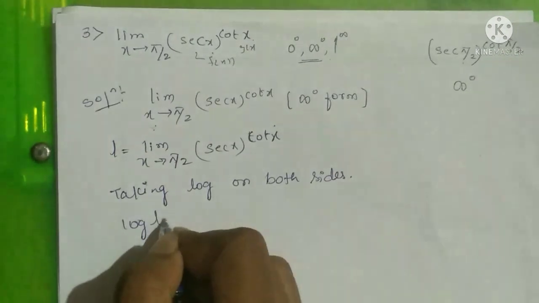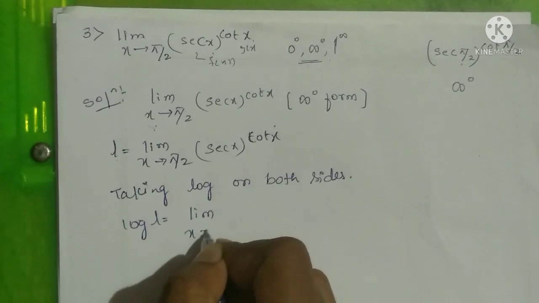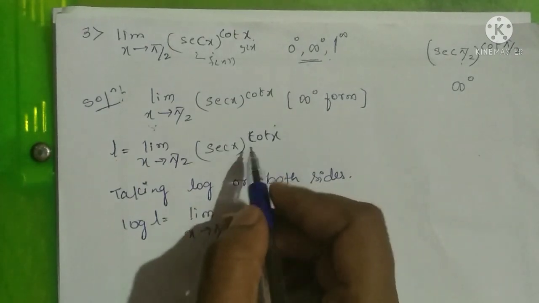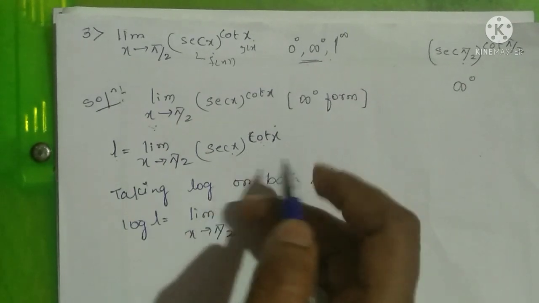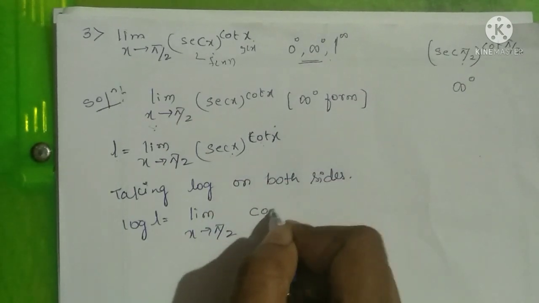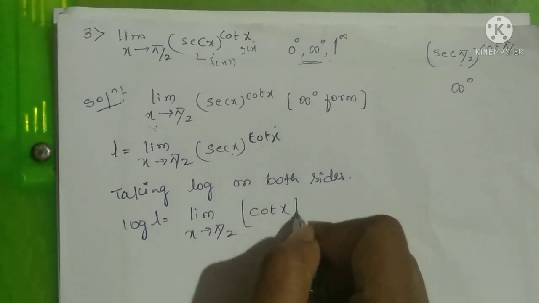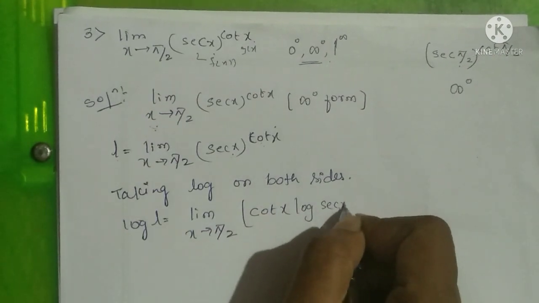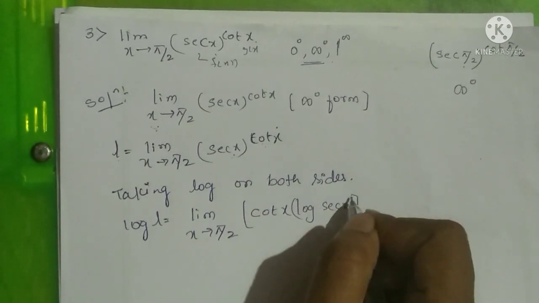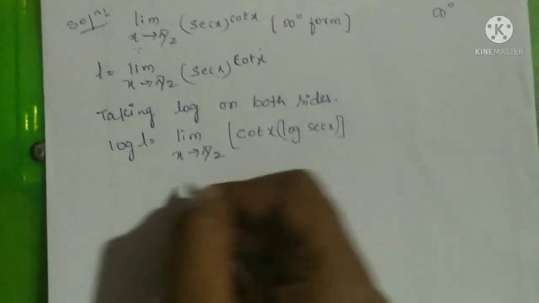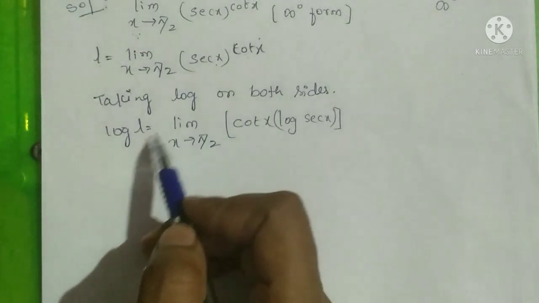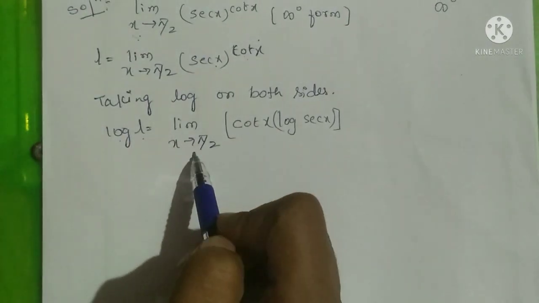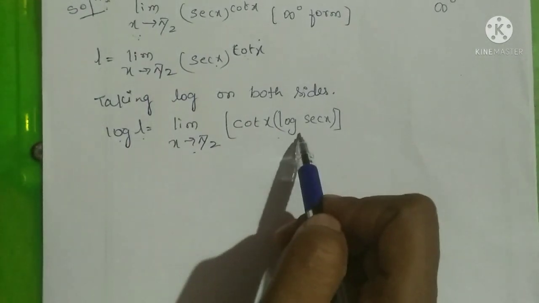Log L equals limit x tends to pi by 2, as it is. As you have cot x as the power of secant x, when you apply log to this term, it becomes cot x into log secant x. So after applying log, you will get log L equals limit x tends to pi by 2 of cot x into log secant x.